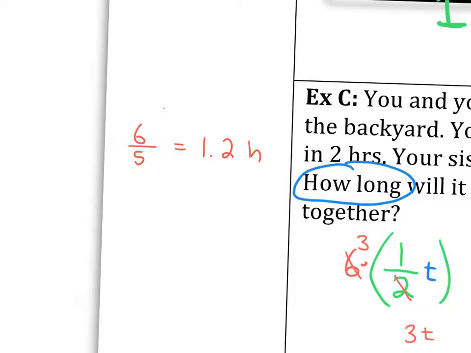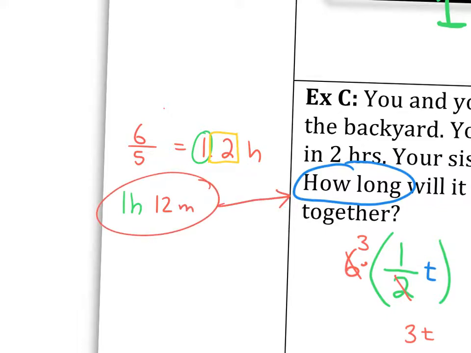So now, like we said before, I take the 1, write it down, and then I take the 0.2 and multiply that using my calculator. So when I multiply the 0.2 by 60, then I get 12 minutes. So the answer right here is how long will it take? 1 hour and 12 minutes. Some of us estimated hour and a half, something like that. Good.